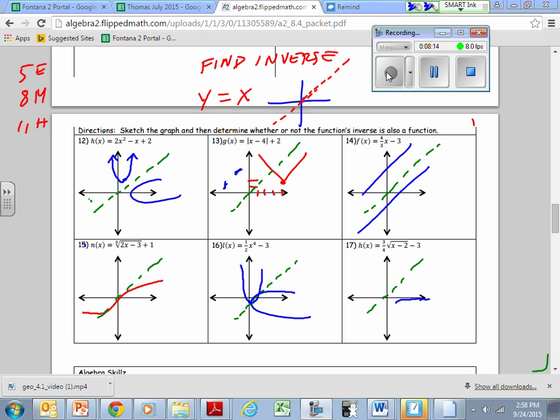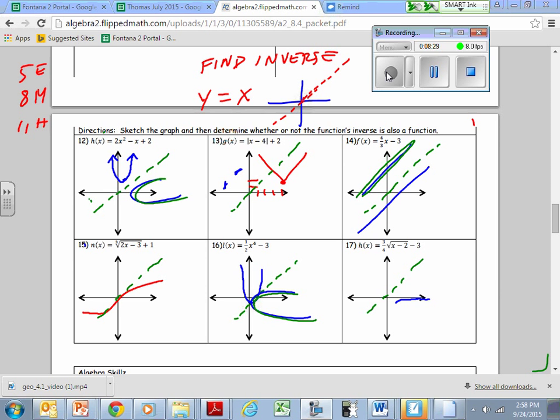Let me put those new U's in a different color. Let me put them in a blue and a green. New picture. All right, let me give you what you're looking for. What you're looking for is this.